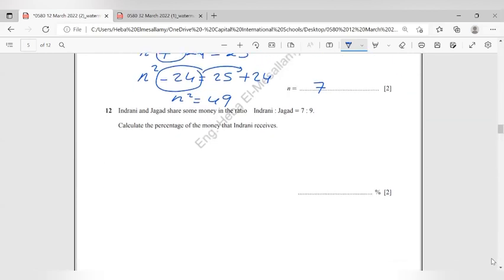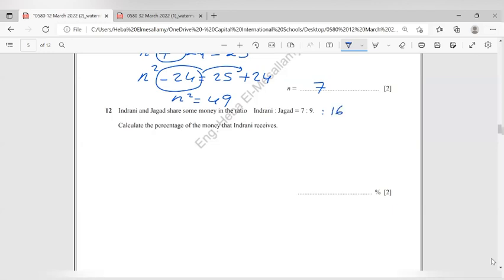Question 12. I have here two friends. They are sharing money in the ratio of 7 to 9. Calculate the percentage of the money that Indrani receives. So first of all, I need to get the total. How many parts do we have? 7 for Indrani and 9 for Jagad. So I'm going to say that the total of these parts is 16.